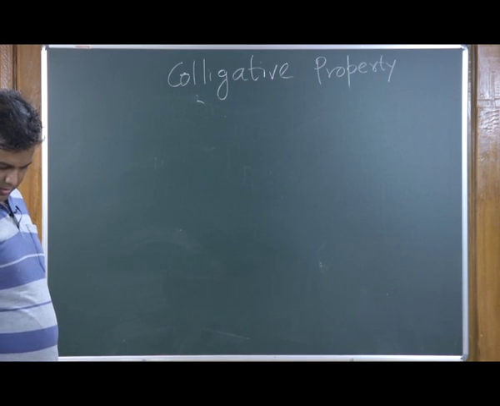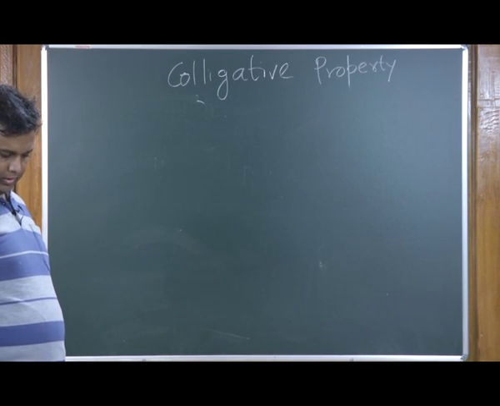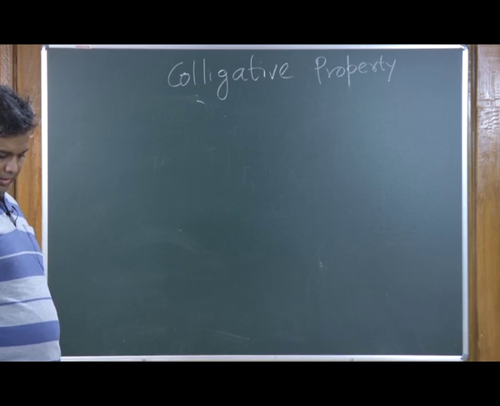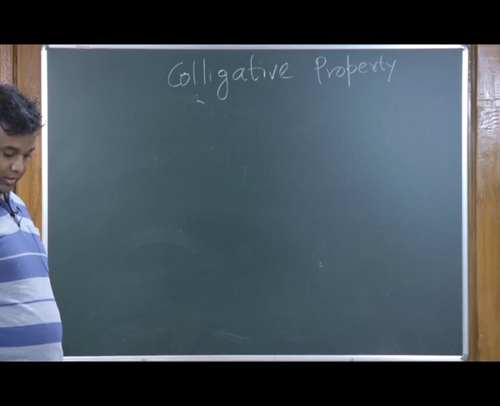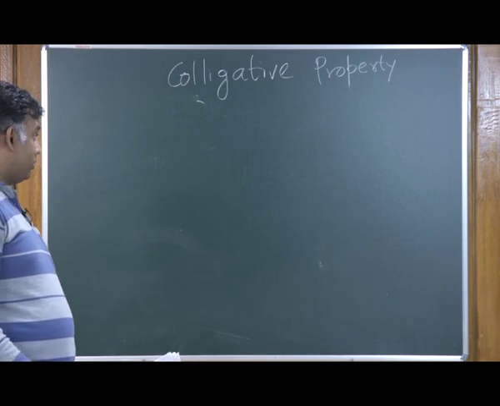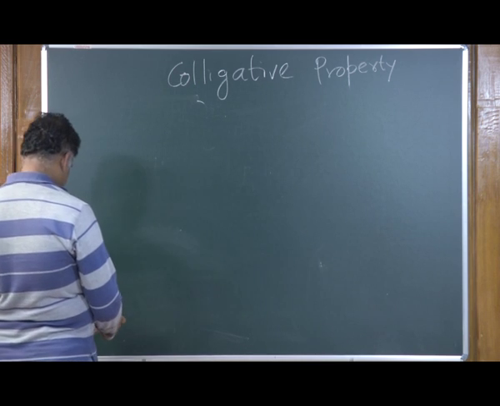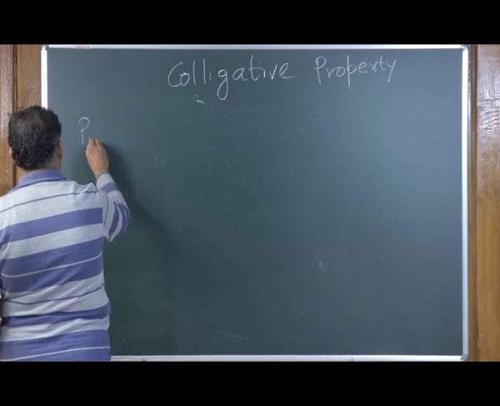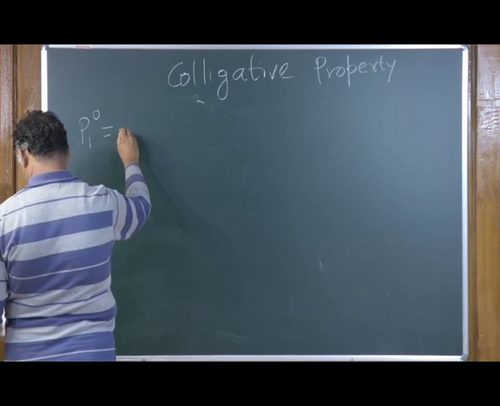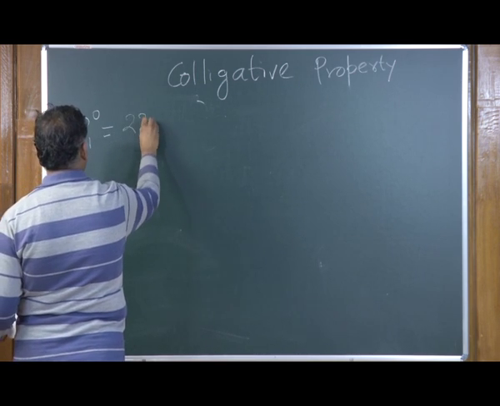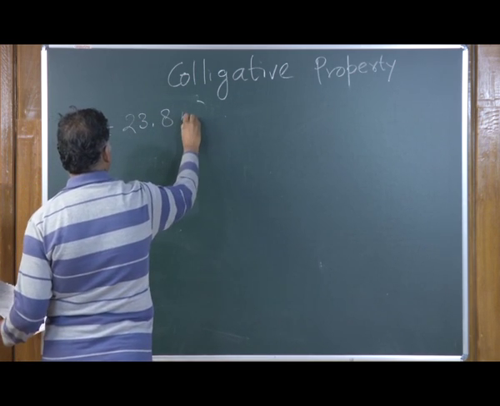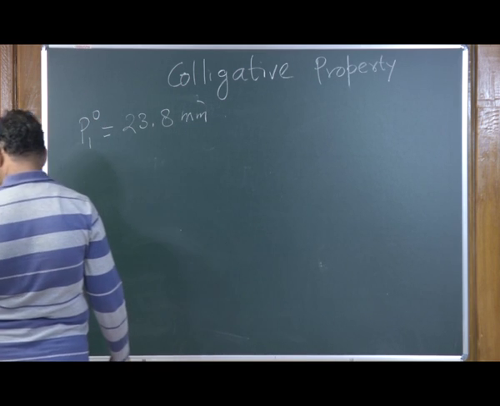Okay. Let me read the question. Vapor pressure of pure water at 298 Kelvin is 23.8 millimeter Hg. 50 gram of urea is dissolved in 850 gram of water. Calculate the vapor pressure of water for this solution and its relative lowering. Okay. So, we are given vapor pressure of pure water at 298 Kelvin. So, P1° is 23.8 millimeter Hg.